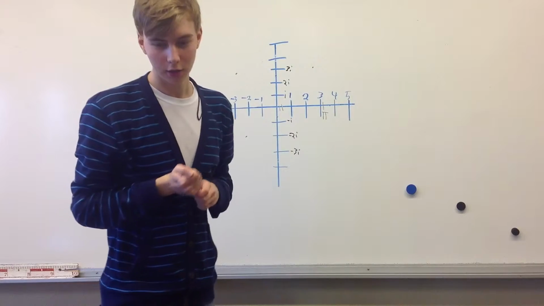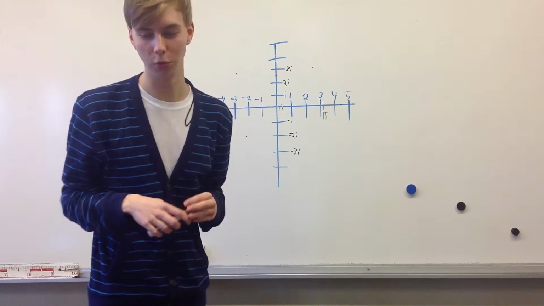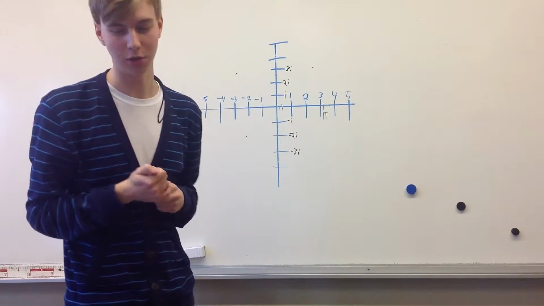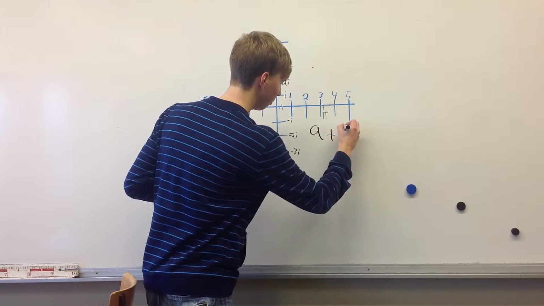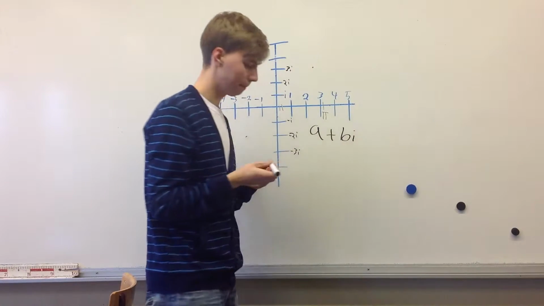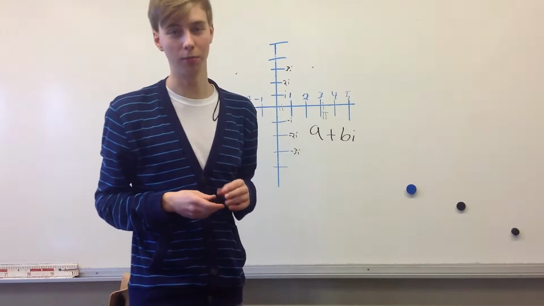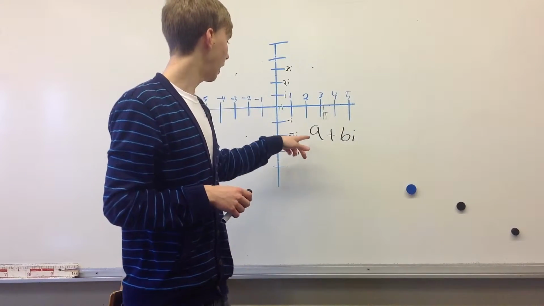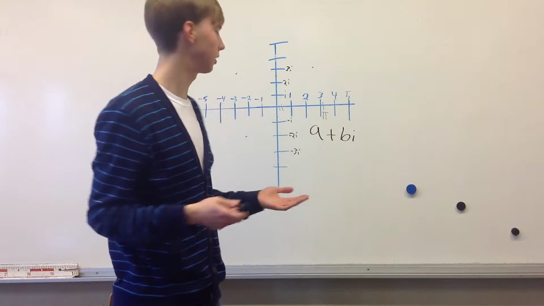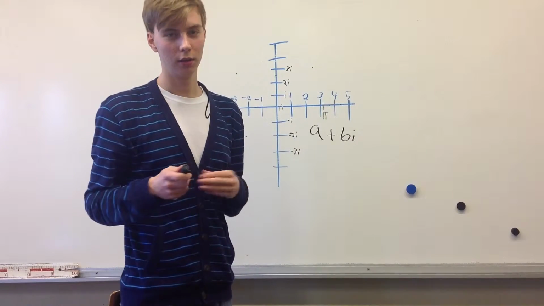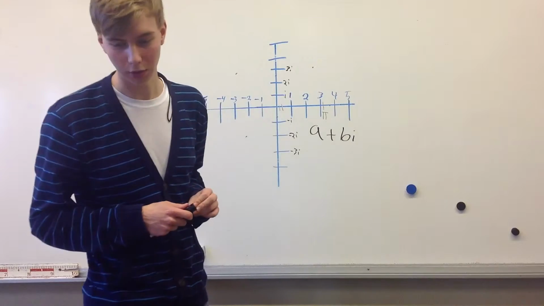This leads to the complex number and its form, which we use to express complex numbers, and it comes in the shape of a plus bi, where both a and b are real numbers and i is, of course, the imaginary unit. And a describes the position along the real x-axis, and b explains the position along the y-axis, and i is the imaginary unit.